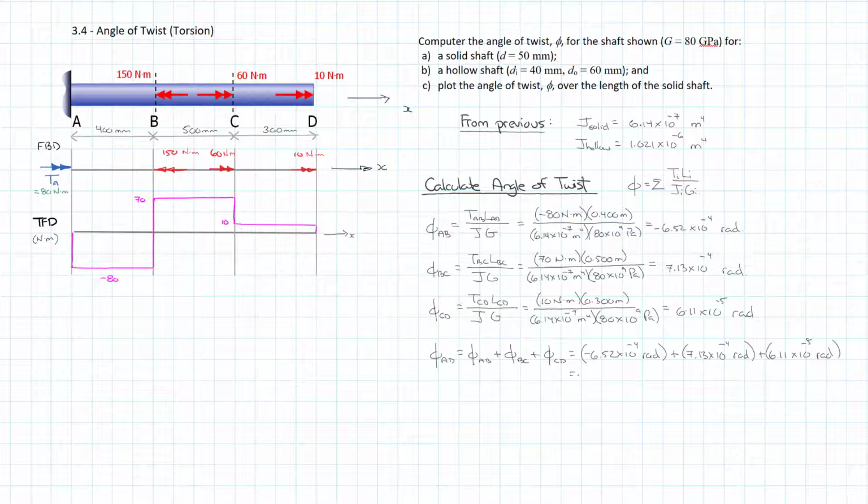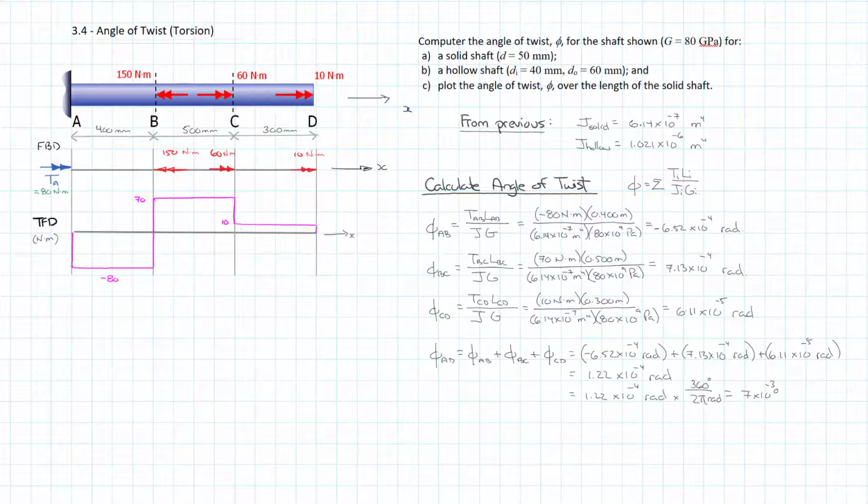And that would be equal to 1.22 times 10 to the minus 4 radians. Now, if I was interested in expressing that in degrees, so that would be equal to 1.22 times 10 to the minus 4 radians multiplied by 360 degrees per 2 pi radians, and give us a value of 7 times 10 to the minus 3 degrees.